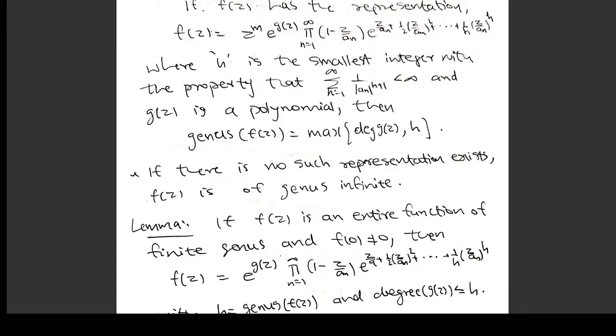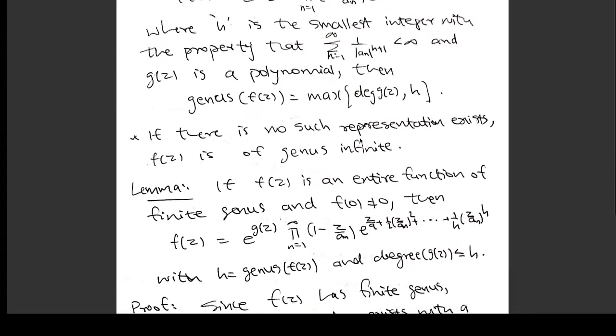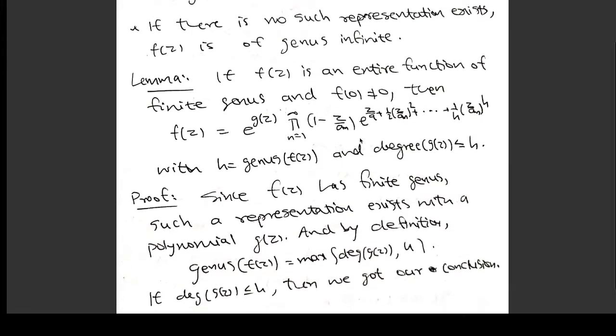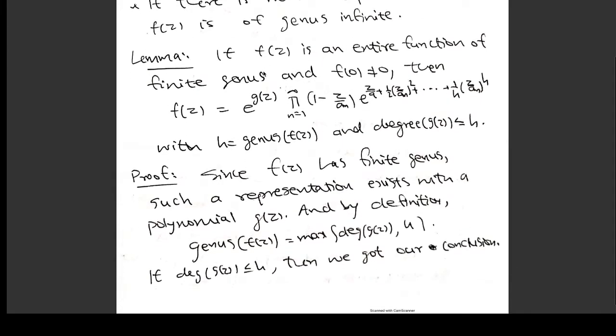And if g(z) is a polynomial, then we say that f(z) is of finite genus, and that genus is the maximum of these two quantities, the degree of g(z) and h. So this is the definition which we had. In fact, we will find an equivalent definition that follows from this lemma. This lemma tells you that if f(z) is an entire function of finite genus, and you assume that f(0) is not equal to 0, then you have this representation e raised to g(z) into the same thing. But here the thing is that this h is the genus, I mean this h is equal to the genus of f(z). For that you need, in this representation, g(z) to be a polynomial of degree less than or equal to h.